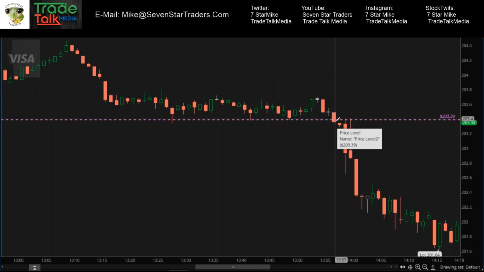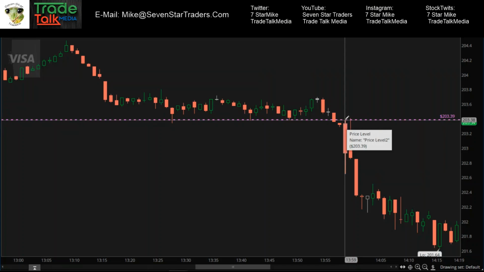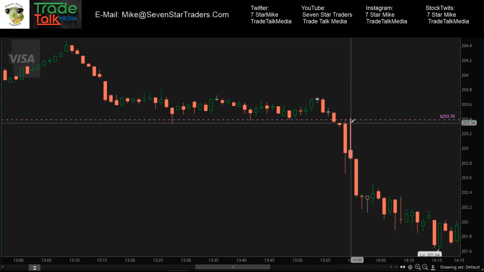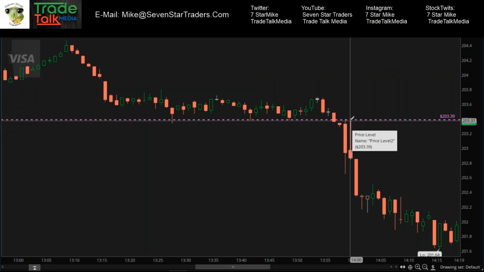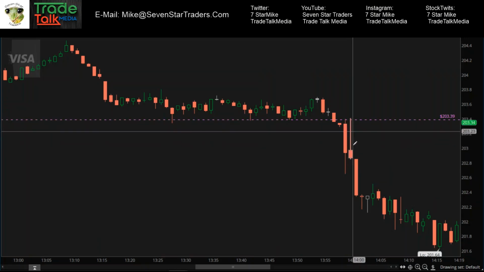This candle broke below, this candle stayed below, this candle tried to touch it, and it's now acting as resistance. So we have this concept where prior support becomes resistance. The very next candle, same thing. This level is now holding as resistance and it gets pushed back down. So the sellers are in control here.